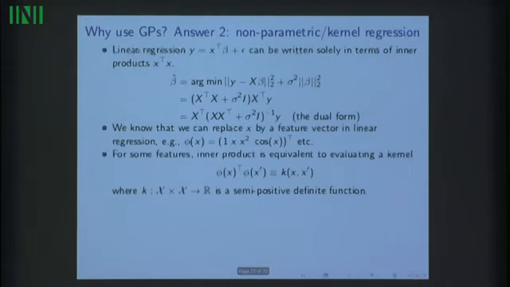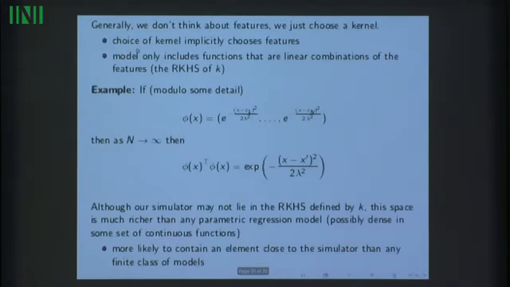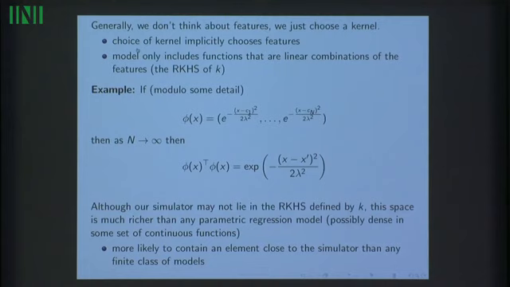I'll skip this, I've run out of time. The other main reason is they generalise linear regression. So they're a powerful non-parametric family for representing these things.